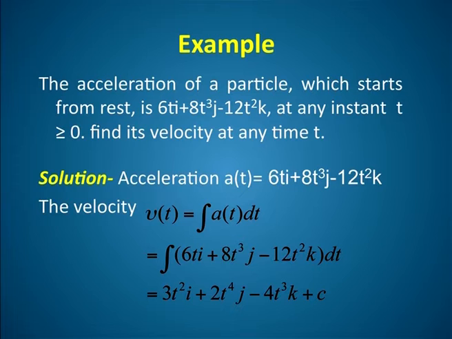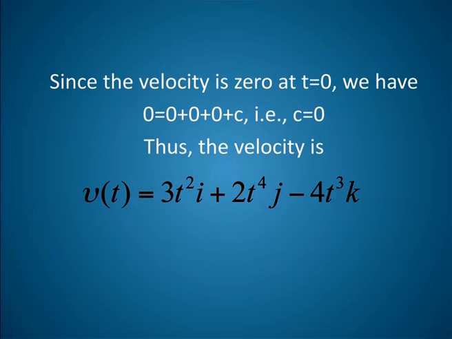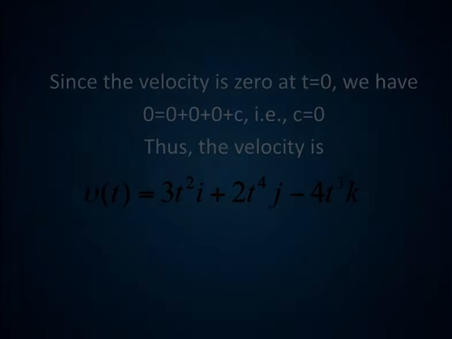Acceleration a is equal to 6t i plus 8t cube j minus 12t square k, then the velocity v is given by the integration of acceleration a(t) dt, that is equal to the integration of 6t i plus 8t cube j minus 12t square k dt, that is equal to 3t square i plus 2t 4 j minus 4t cube k plus a constant c. Since the velocity is 0 at t equal to 0, we have c equal to 0. Thus, the velocity function is given by v(t) is equal to 3t square i plus 2t 4 j minus 4t cube k.